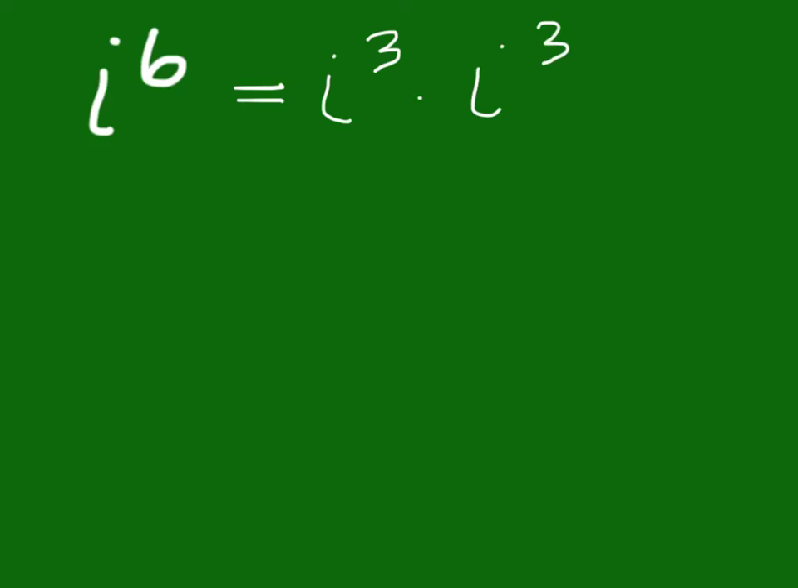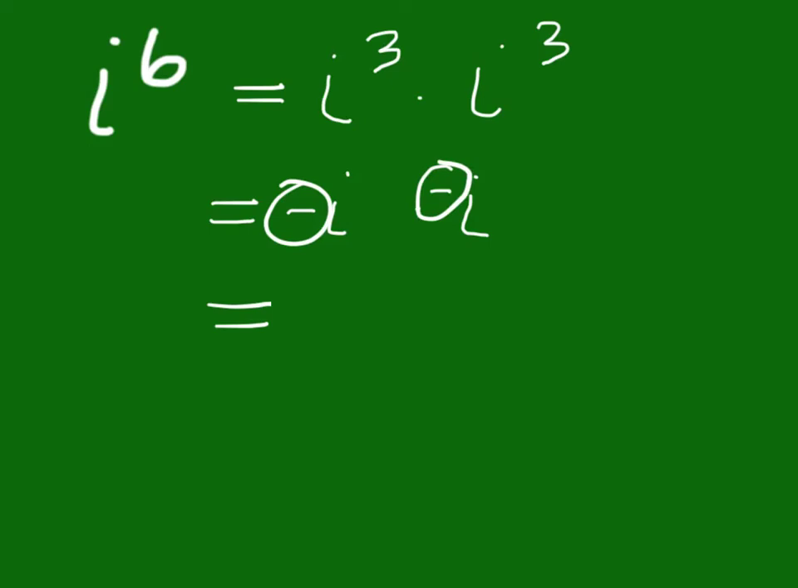I to the third times I to the third is I to the sixth. From what we did before, what was I to the third? I to the third was negative I, so write it down as negative I times negative I. If I multiplied negative I times negative I, what does that come out to be? Not 1. Well, break it down. Negative times negative is what?